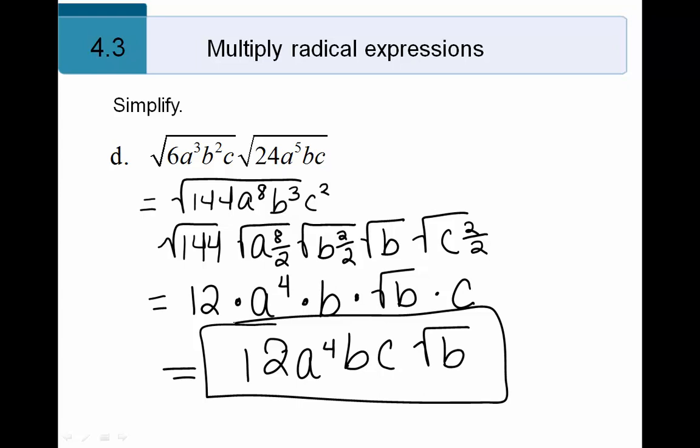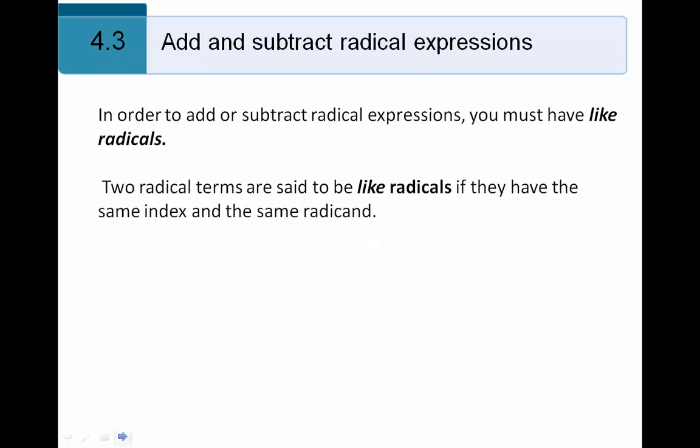All right, let's move on to adding and subtracting radical expressions. In order to add or subtract radical expressions, you must have like radicals. Two radical terms are said to be like radicals if they have the same index and the same radicand. The radicand is what you find underneath the radical sign.